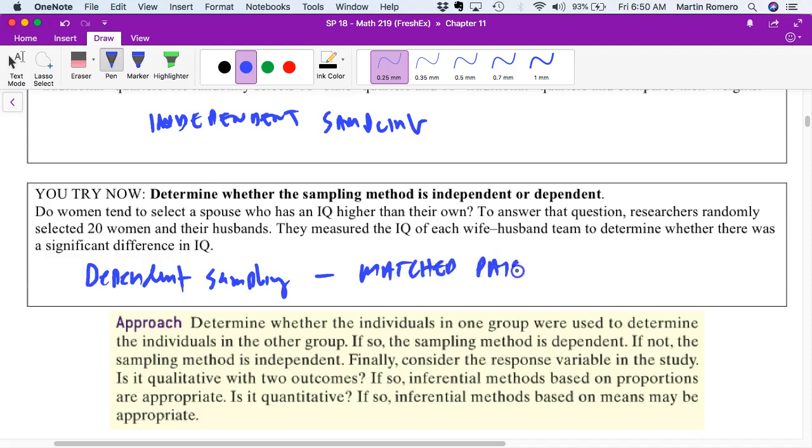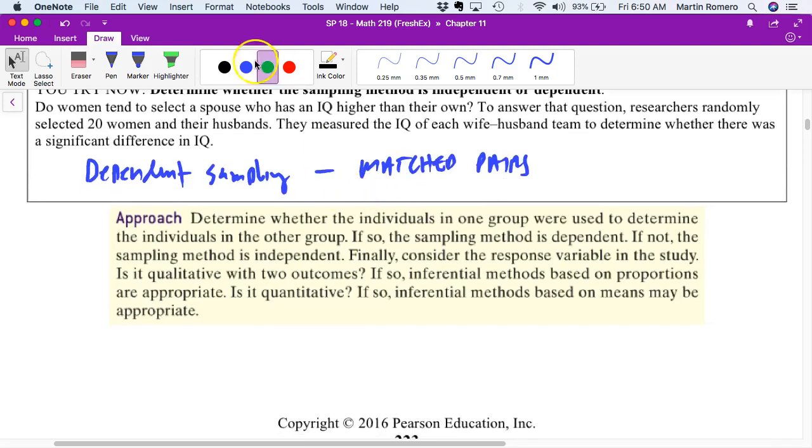There's a nice note on the bottom, and so we would use the matched pair design hypothesis test for that. Something to be aware of is this idea here: determine whether individuals in one group were used to determine the individuals in another group. So an approach to thinking about it is, if the sampling method is dependent, meaning, do we select one group based on another group? If not, then that's an independent sampling. Like how we selected the husbands depends on the wife, or vice versa.